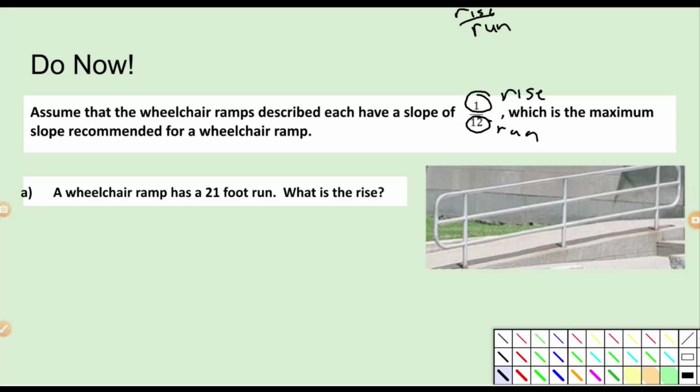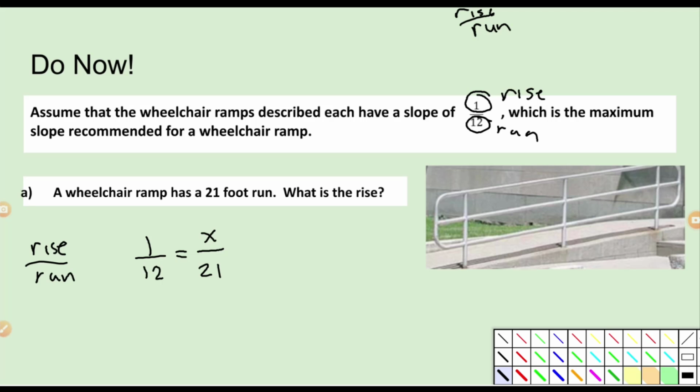So let's try this problem. It says a wheelchair ramp has a 21-foot run. What should the rise be? We've got our rise and our run. Remember, when I'm solving proportions, I like to write out my ratio in words so I can see it. I know the maximum should be 1 to 12, and the wheelchair ramp has a run of 21 feet, so this needs to be 21. Then we solve for what the rise should be.